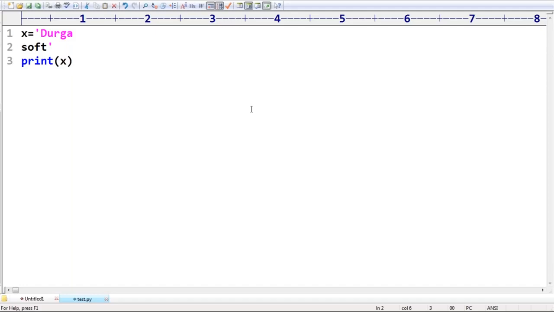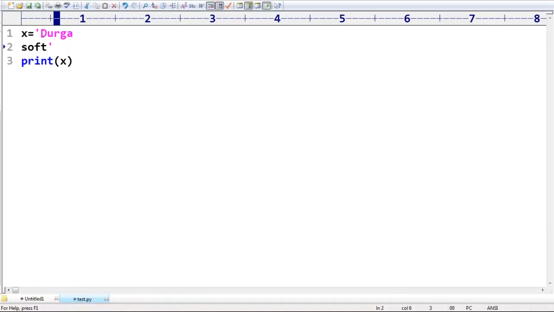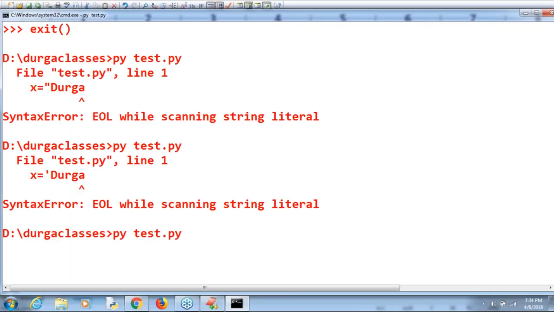Can you please tell, is it valid or invalid? Single quote, invalid. Either single quote or double quote is always invalid, right? Then better to take triple quotes. Now I'm taking triple quotes, then perfectly this one is valid.